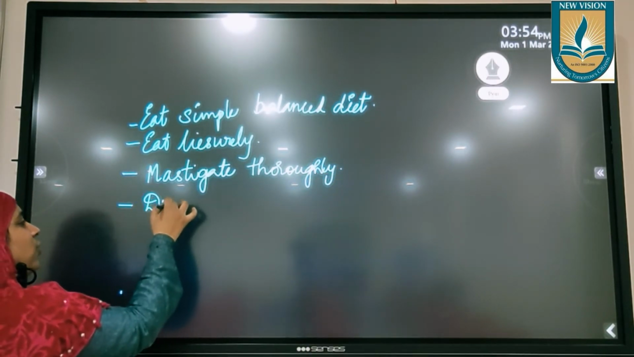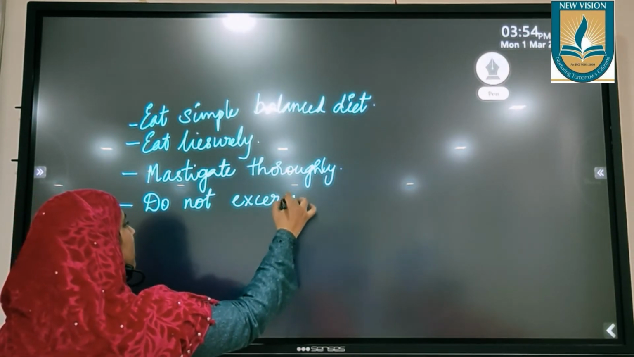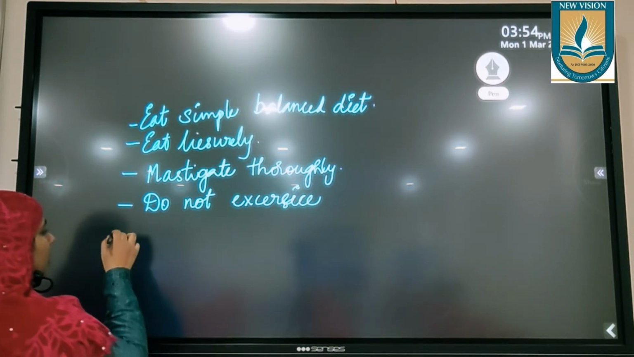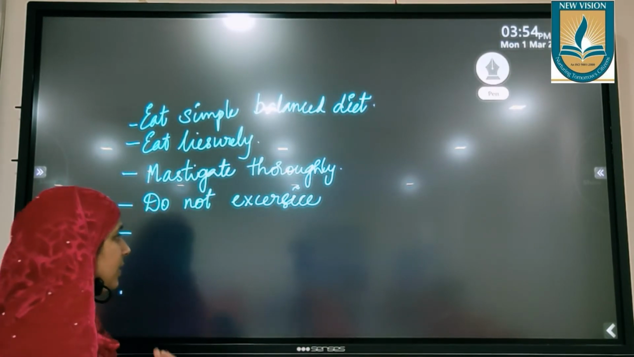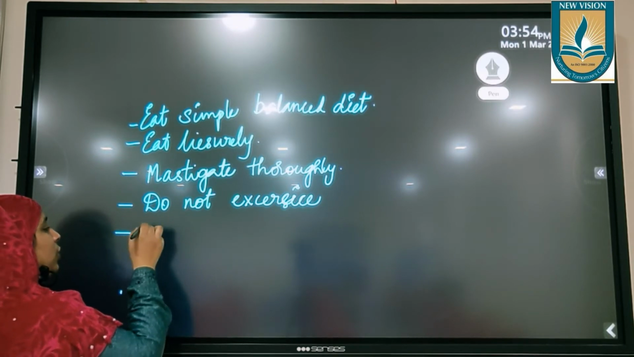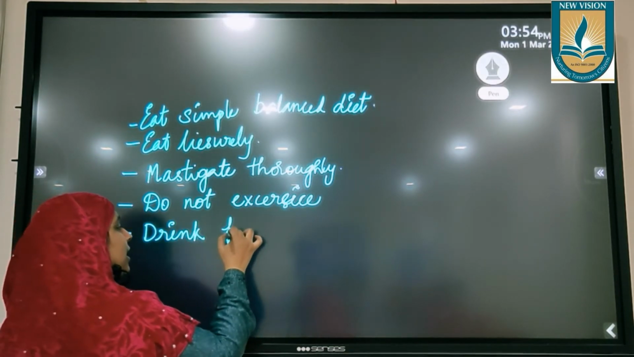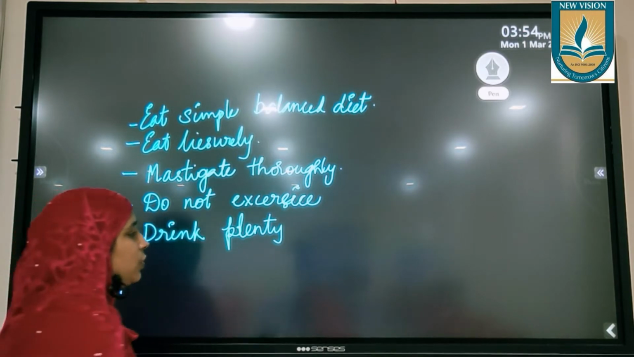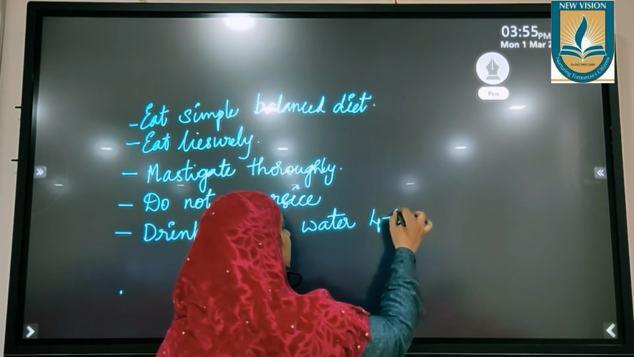Do not exercise after eating meals. You should not exercise immediately. This will also cause vomiting. It puts pressure on the stomach muscles, and you are going to face indigestion problems because of that. Moreover, you should drink plenty of water. Drinking plenty of water is a must. Only then do nutrients enter all parts of the body. So you need to drink plenty of water, that is 4 to 5 liters every day.